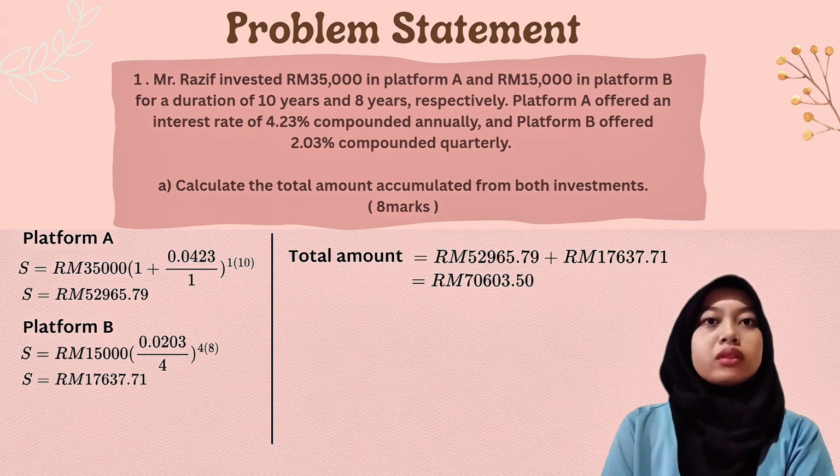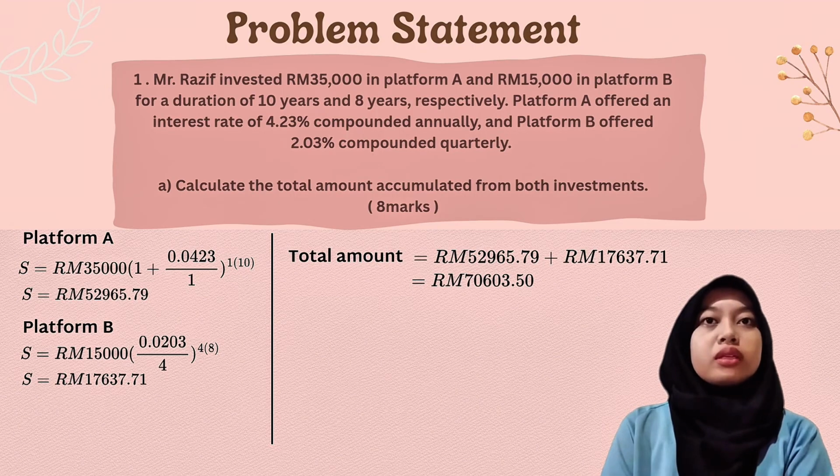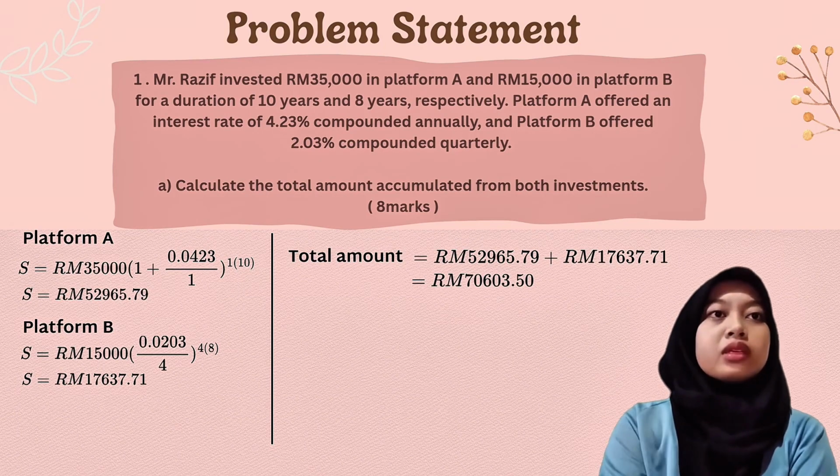So when we want to find the total amount accumulated, we need to use a future value formula. After we read and take out all the information that was given in the question, we need to put all the information into a future value formula for both platform A and platform B. So the future value for platform A is 52,965 ringgit and 79 cents. For platform B, the future value is 17,637 ringgit and 71 cents.